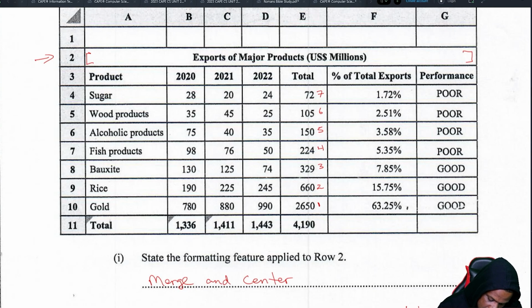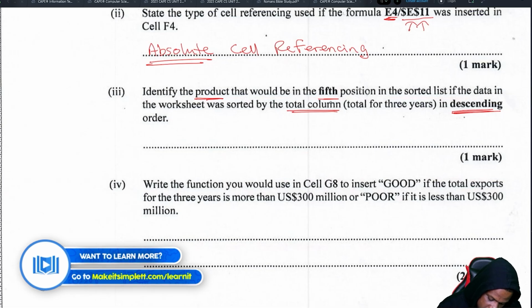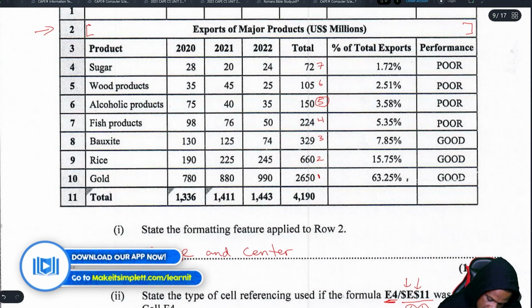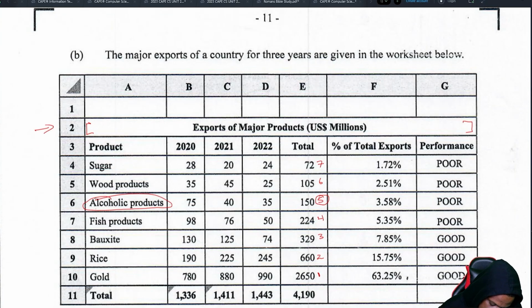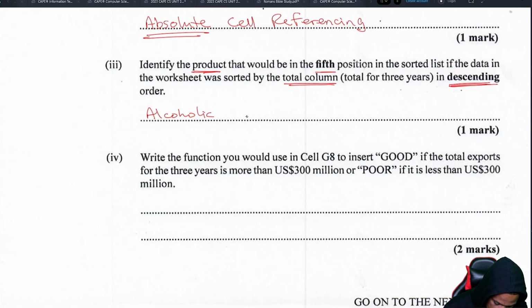So we just want to find the fifth product. They want to know what would be the product in fifth position if the data is sorted by the total column. So in fifth position, the product is alcoholic products, right? Because that matches to number 5. Alcoholic product.